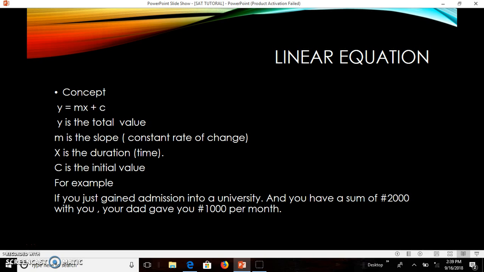Good day, everybody. I'll be talking about linear equations today and how to solve questions on linear equations. Now, this is the concept. I'm sure you are familiar with this equation: y equals mx plus c.